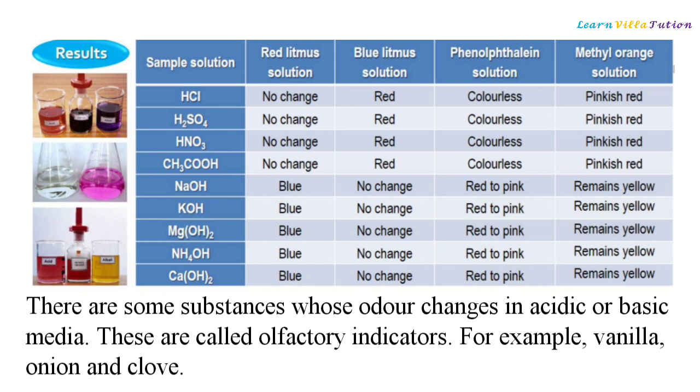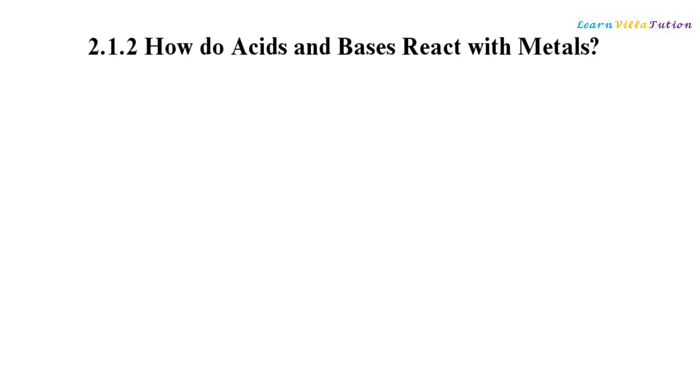There are some substances whose odor changes in acidic or basic media. These are called olfactory indicators. For example, vanilla, onion and clove. How do acids and bases react with metals?